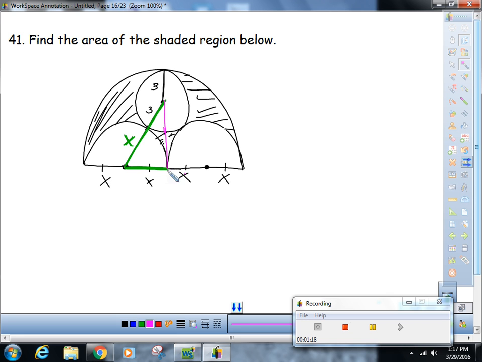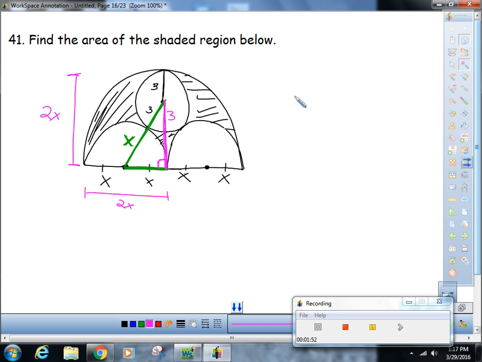So now I'm going to make a right triangle. Okay? You'll see that part of that is 3. Do you agree? All right, now here's the tricky part. Ready? How long is it from here to here? It is 2x. So how long is it from here to there? It is 2x. So this entire segment is 2x.